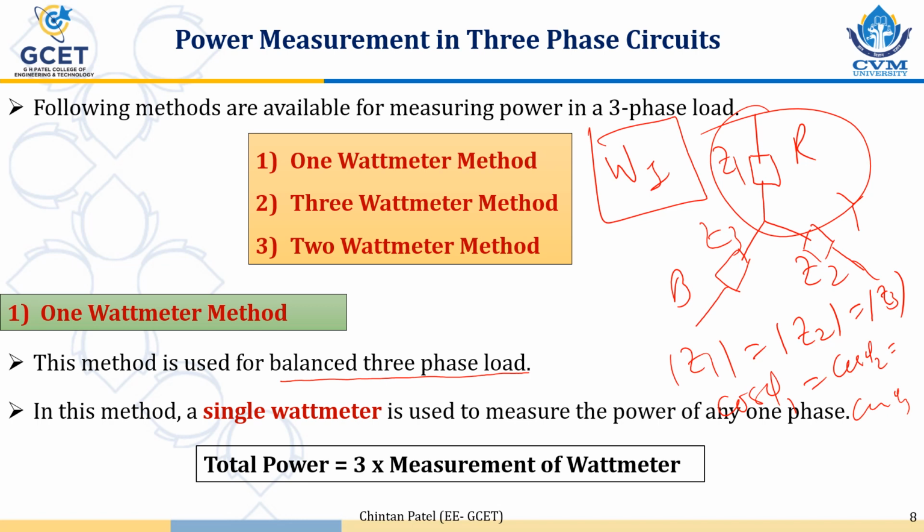So this is called the 1 wattmeter method. The advantage is only 1 wattmeter is used, so it is a cheaper method, occupies less space, is easier to use and so on. But the disadvantages are it can be used only in a perfectly balanced three-phase load. If the three-phase loads are not balanced, if all the three phases do not have the same impedance, we cannot use this method. So this is the 1 wattmeter method.